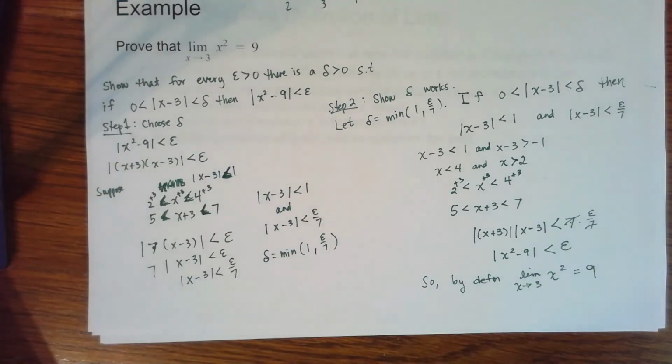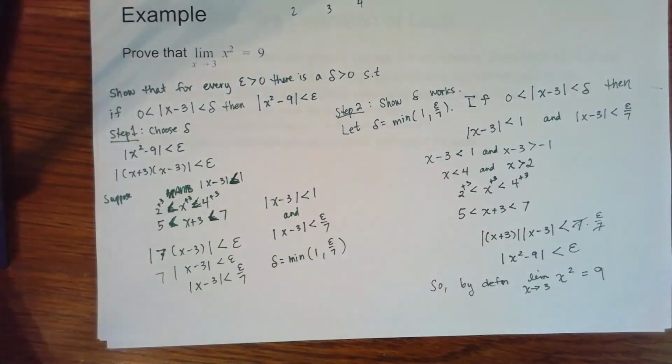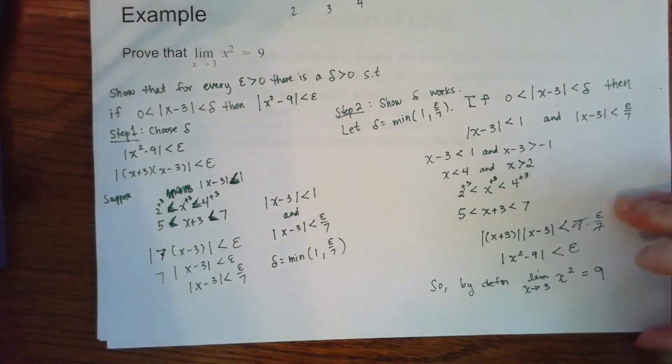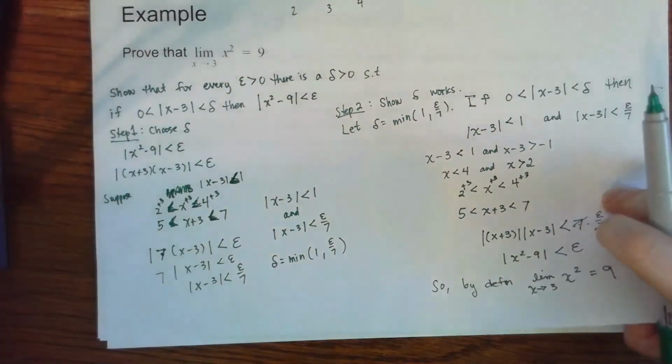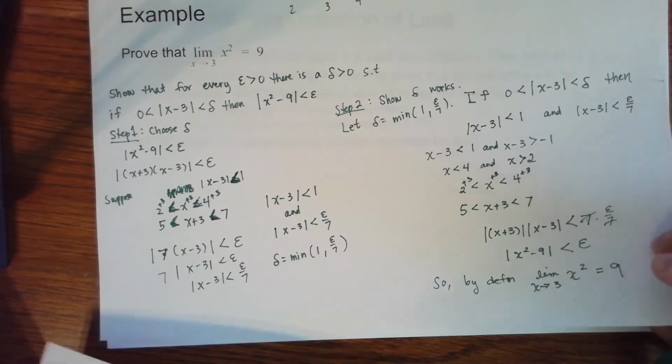You have to choose the minimum of 1 and epsilon over 7 because of the two conditions that we put on it. So this is one that you might have to go over a couple of times and just convince yourself of it. Try to recreate the proof yourself without watching it and just see how you do, because this one's a little bit trickier.